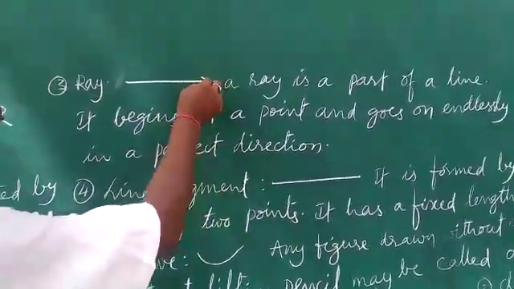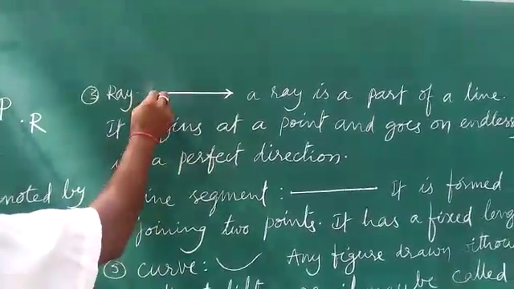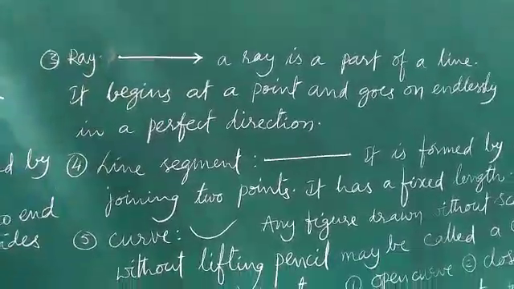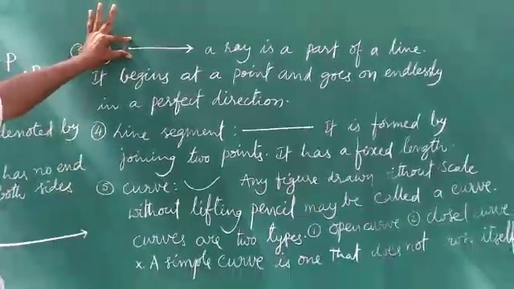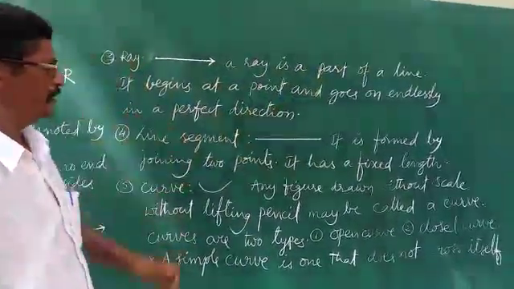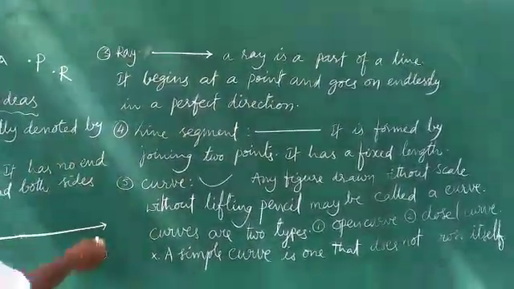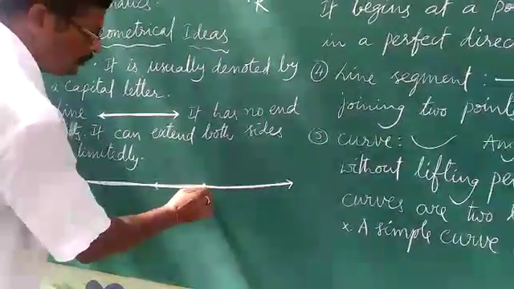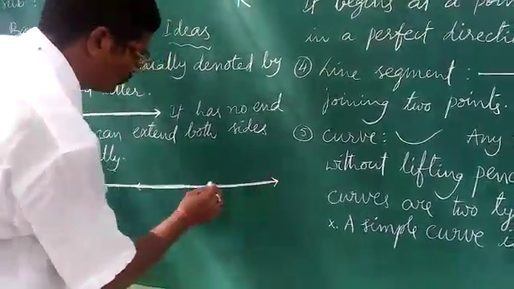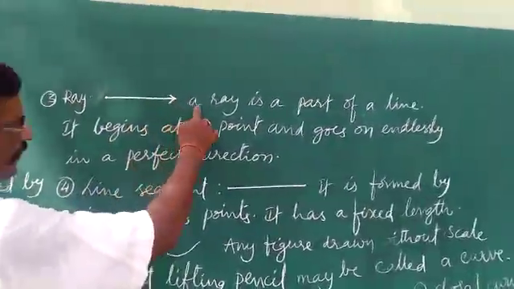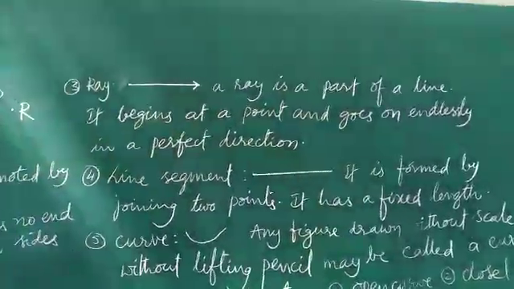Third one, ray. This is a ray. Here one end point is there. A ray has one end point. A ray is a part of a line. This is the line. In this line, from a point, this is a ray. This is also one more ray. So, a ray is a part of a line.